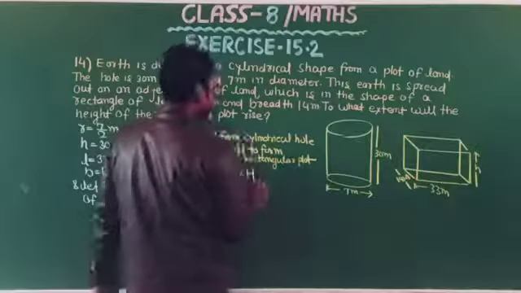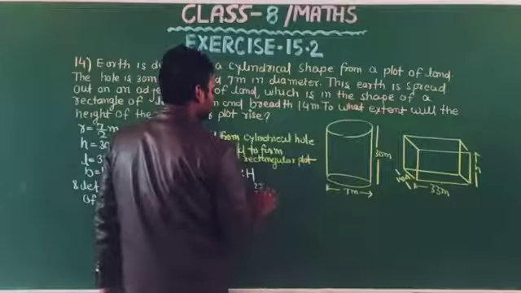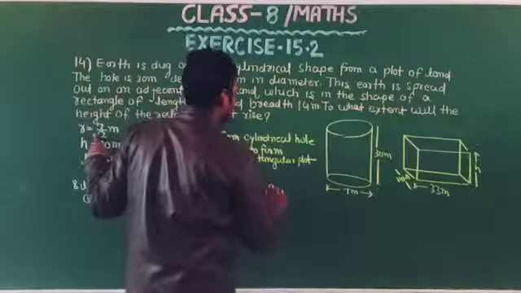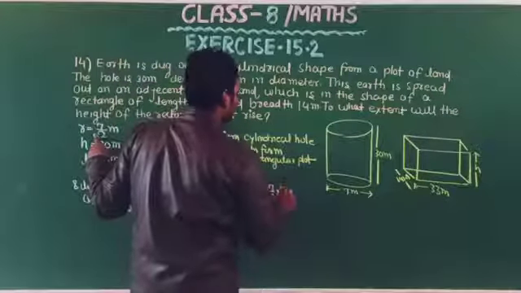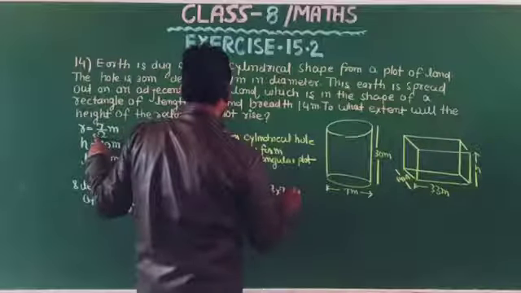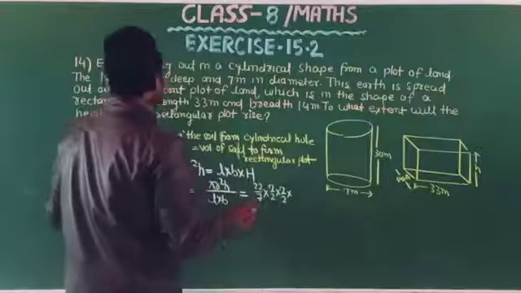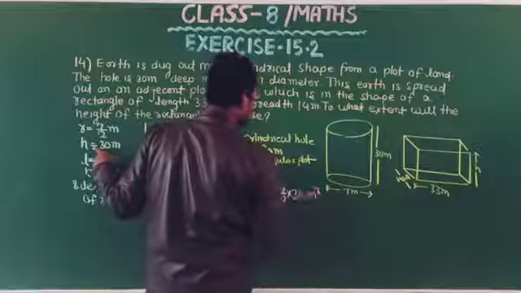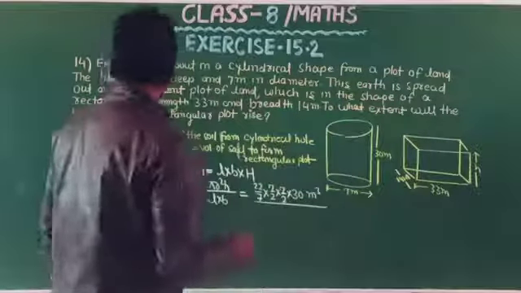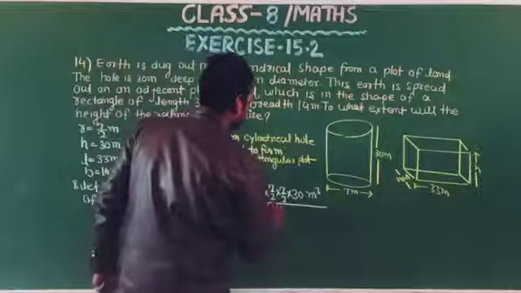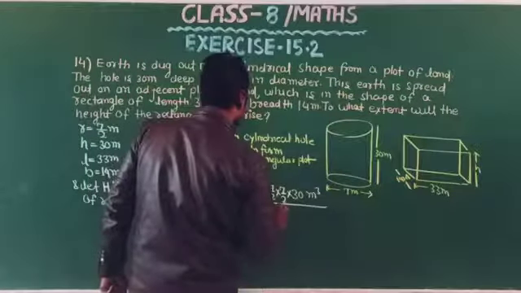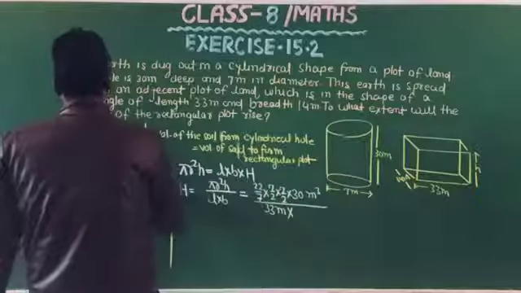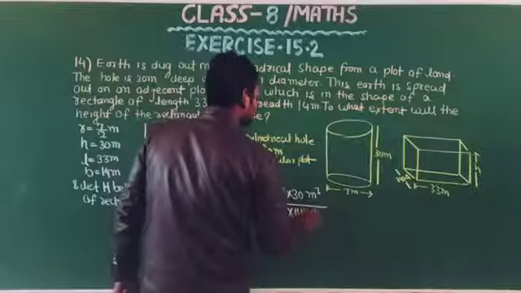Here we need to substitute the values of pi, r, h, L and B. Pi is 22/7, radius r is 7/2, into 7/2, into height 30 meter cube, upon length into breadth. Length is 33 meter into breadth is 40 meters.